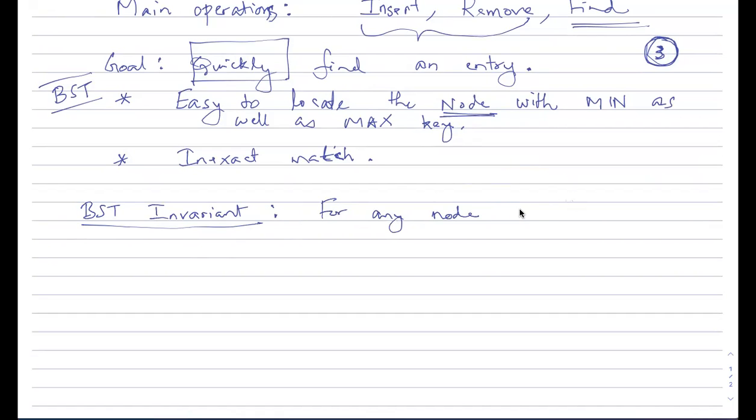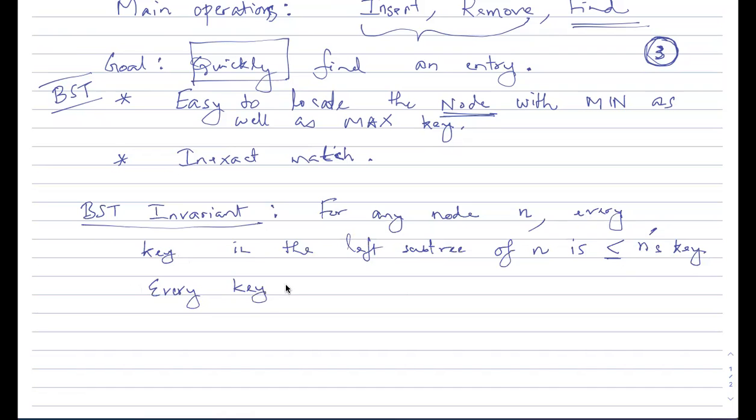So for any node n, every key in the left subtree of n is less than or equal to n's key, and every key in the right subtree of n is greater than or equal to n's key.